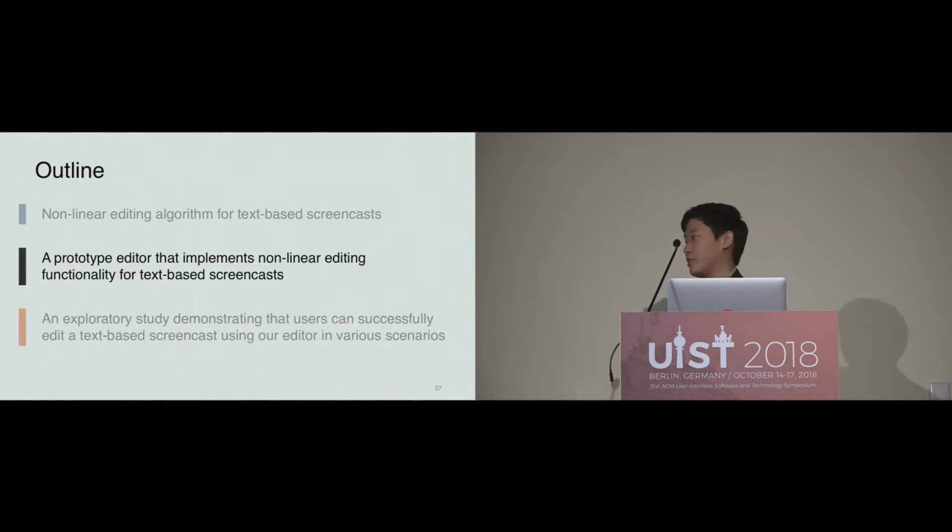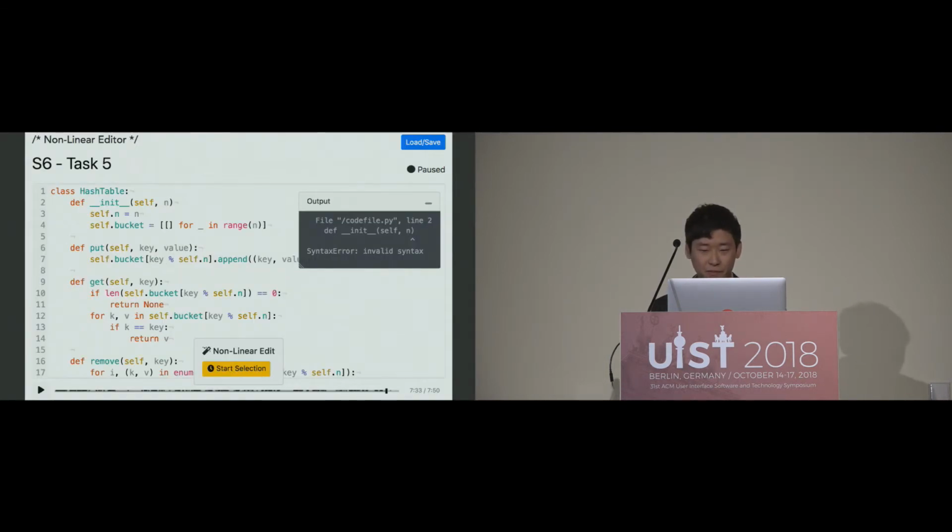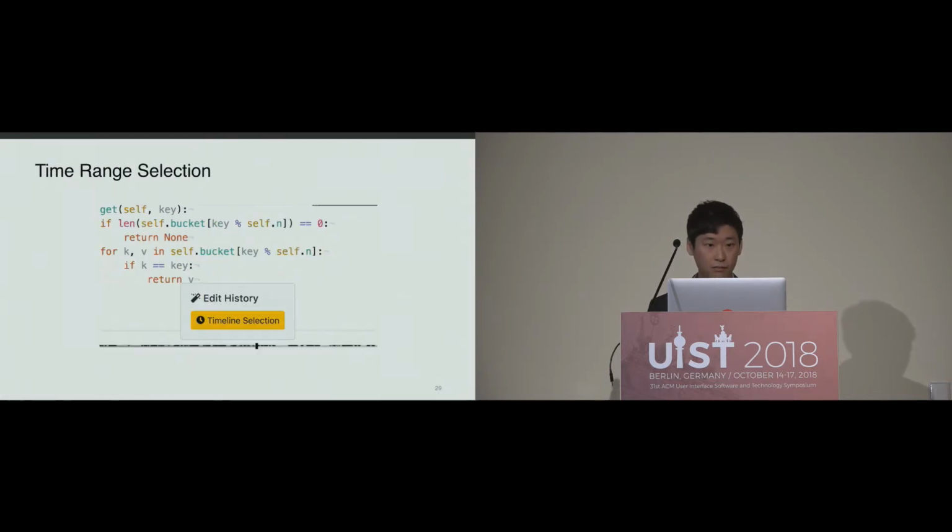So now we are moving on to the interface. This is the screencast of our prototype interface. You can record the text-based screencast, and of course you can edit the screencast. The first thing you have to do in order to edit the screencast is to select the time range that you want to replace, and click the button to start the recording.